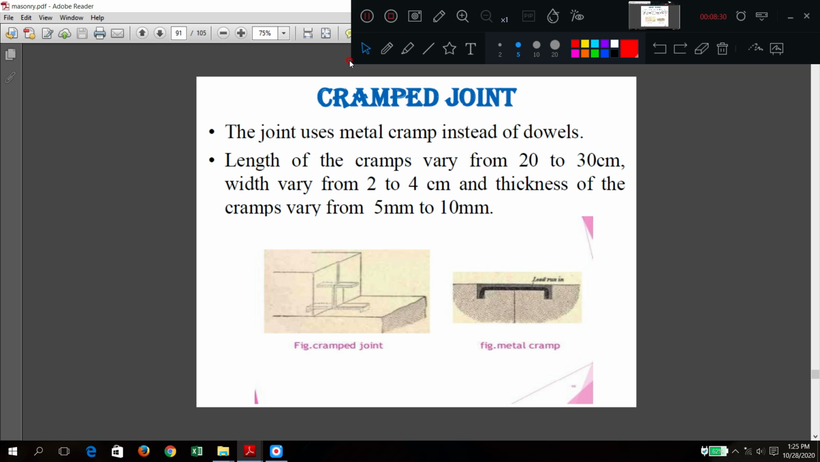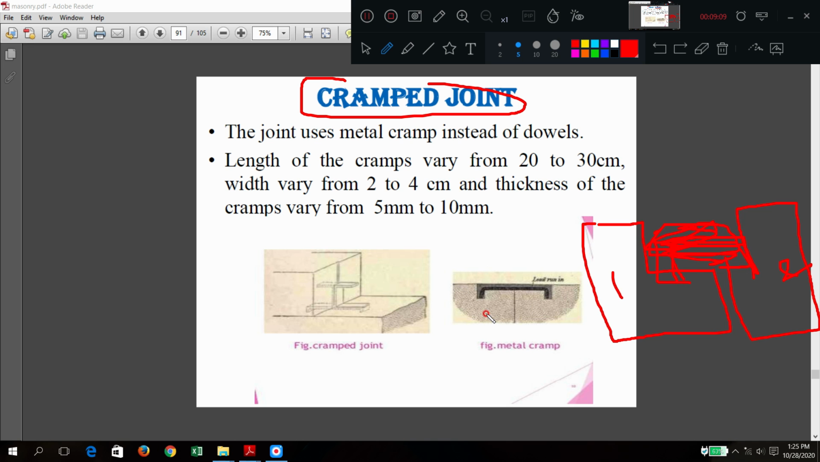Next type is the cramped joint. How can you say cramped joint? There is one stone, and it has to be fixed with another stone, and the other stone is cut like this. There is some depression, no? By placing one stone and the second stone, you get some depression. This total depression is filled with molten lead, and one metal piece is also placed here. One metal piece as well as molten lead.